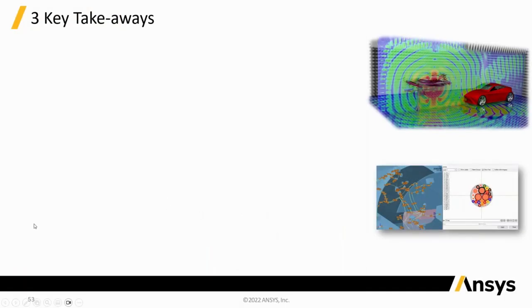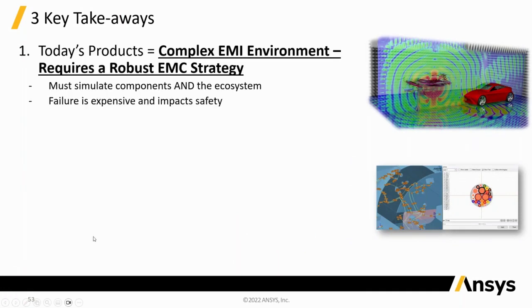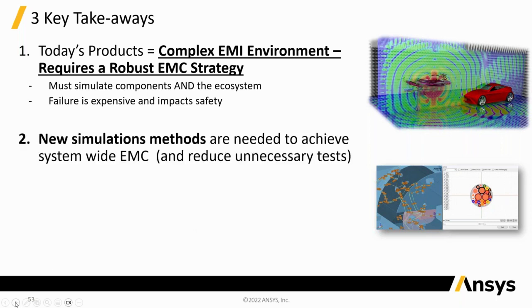So to wrap things up, I'll just leave you with three things to think about. First, I mentioned it early, complex environments are going to require a really robust strategy. So I recommend that you consider being much more proactive and simulate not only the components, but look at the entire ecosystem, because your component or even your design may have to operate in a very complex environment. And as we all know, it's expensive to fail, and it can actually impact safety and liability for your products.